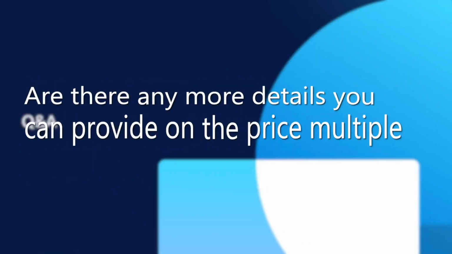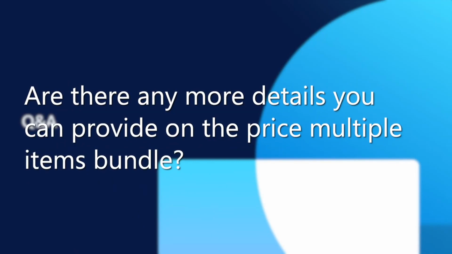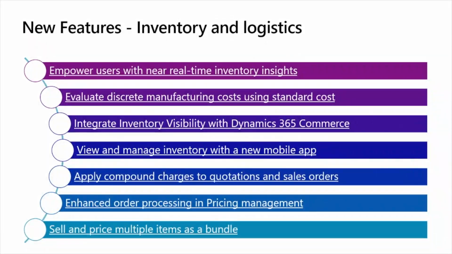Great. Thank you. Are there any more details we can provide on the price multiple items bundle? Yeah, basically this is a product bundle feature which we had as part of the revenue recognition. A product bundle consists of a parent item as well as multiple component items. It provides you a quick way to enter the item into the sales order, and then you can explode that item and it will split into the parent item and the component items in the sales order lines. However, the price would still be the same as the bundle, and the bundle can also be a physical item, and can also be sold separately.